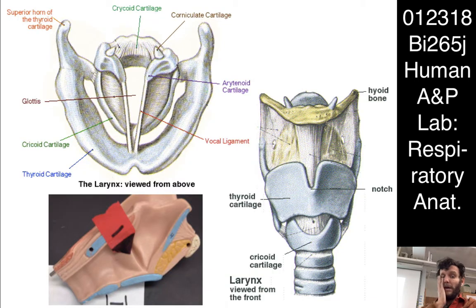Okay, so here's a bit of the anatomy of the larynx. I promised you lots of cartilages, and here they are. So the thyroid is the big one that faces anteriorly. The cricoid cartilage is just below it. It's the next one down the chain.